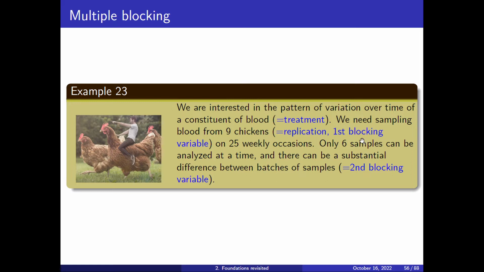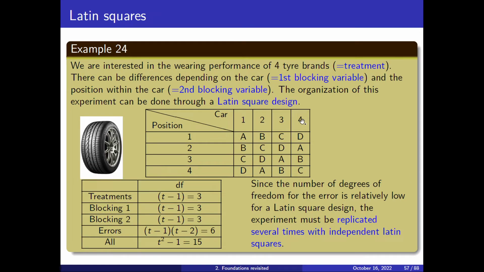Only 6 samples can be analyzed at a time, and there can be a substantial difference between batches of the samples. So every week there can be important differences due to the weather, or whatever other reason. So this is the second blocking variable. We can see that we need to block these two variables, which are the chicken and the batch, and we want to analyze this variation of the constituent of blood over time.